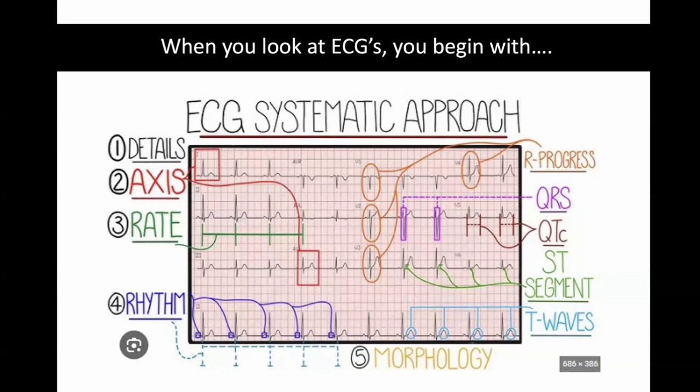The basic approach to any ECG, be it an adult or a pediatric patient, consists of the details of the patient and the details of the ECG machine, the rate, the rhythm, the axis, the intervals, voltages, and repolarization.